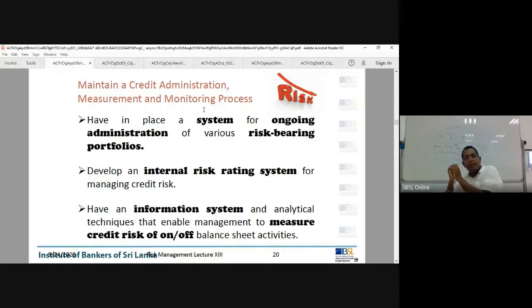Right? Then have an information system and analytical techniques that enable management to measure credit risk of on and off balance sheet activities. We should have a proper MIS and should be able to provide information. It has to cover on balance sheet and off balance sheet. What is on balance sheet and off balance sheet? On balance sheet are the term loans, credit cards, any facility where the funds go out of the bank's cash flow as soon as it is granted. Off balance sheet are the contingent facilities, where we take the responsibility only on behalf of a customer. If the customer defaults, it will become on balance sheet. We are just committing. Those are off balance sheet.